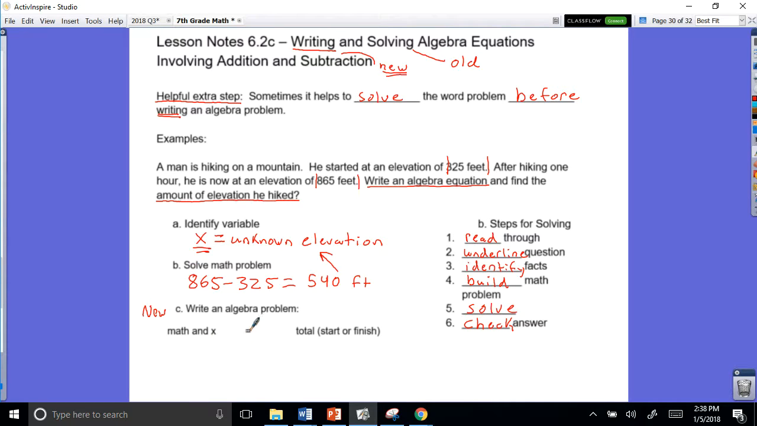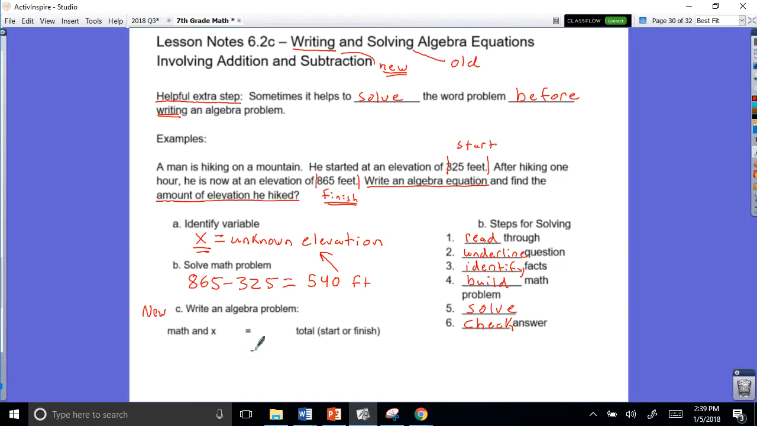You have the equal sign in the middle, and on one side of the equal sign is going to be some math and your variable, X. Then on the other side, you're just going to have one number by itself. It's going to be the total, and it's going to be either the start or the finish number, whatever the math problem gives you. Now this math problem gave us both. We have the start and we have the finish. Sometimes they'll give you both, sometimes they'll just give you one. In this case, let's use the finish number. I like that one, it's a little bit easier.